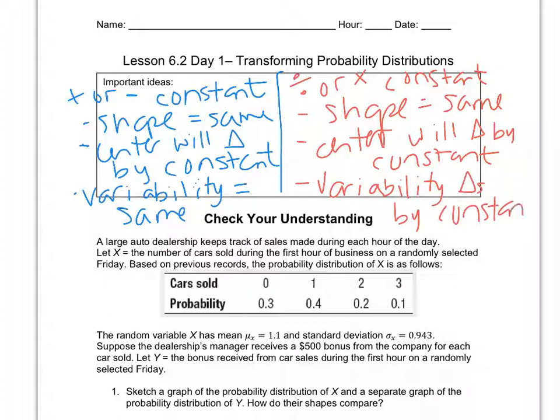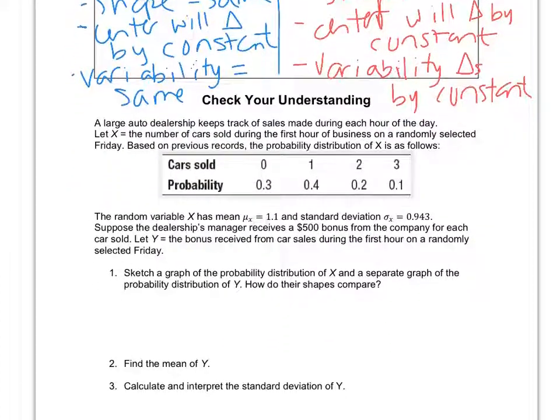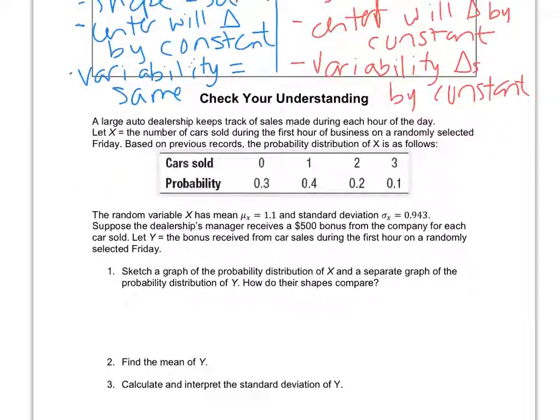So let's look at one more example of this real quick. A large auto dealership keeps track of sales made during each hour of the day. Let X equal the number of cars sold during the first hour of business on a randomly selected Friday. Based on previous records, the probability distribution of X is as follows: 0 cars, 1 car, 2 cars, 3 cars, and the probability for those. The random variable X has mean 1.1 and standard deviation of 0.943.